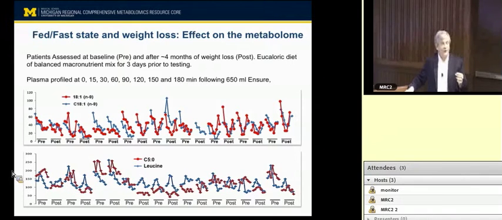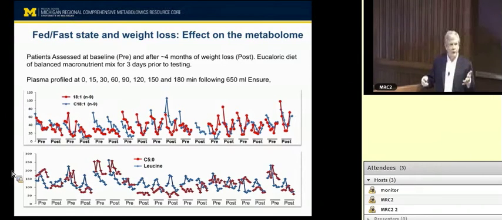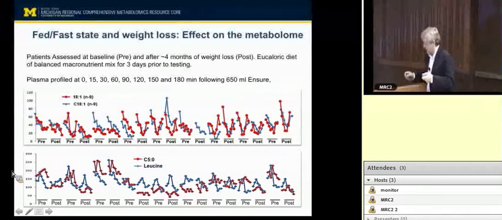Now, is there some information in these patterns? We don't know what it is yet. But again, by looking at these things and comparing precursor products and things like that, you might be able to infer stuff. And if you look at the ratio of C5 to leucine, it actually correlates with insulin sensitivity pretty well.